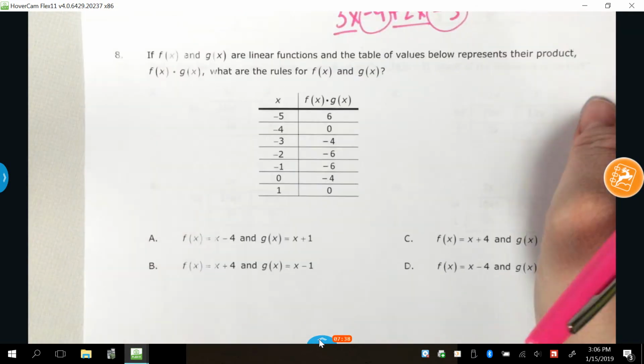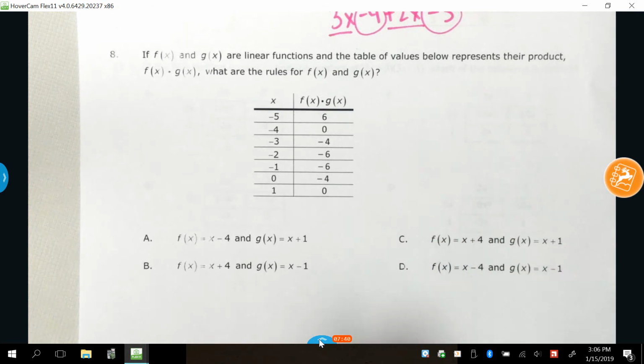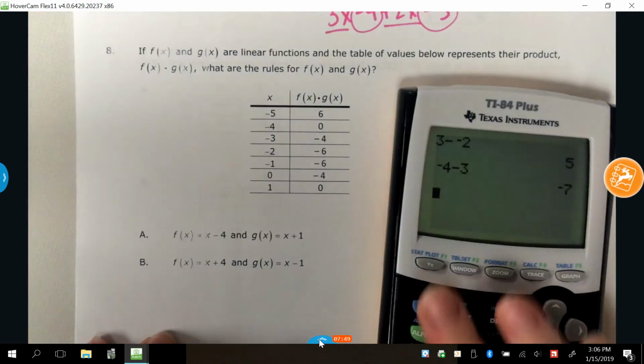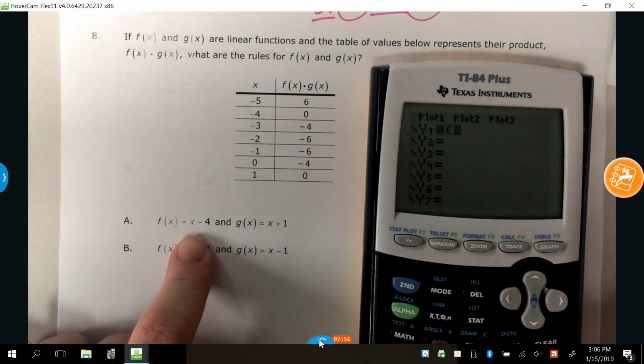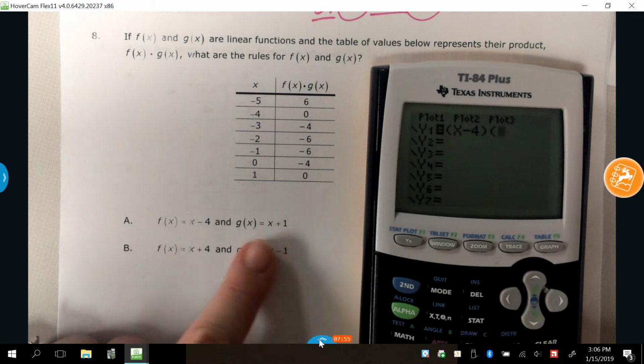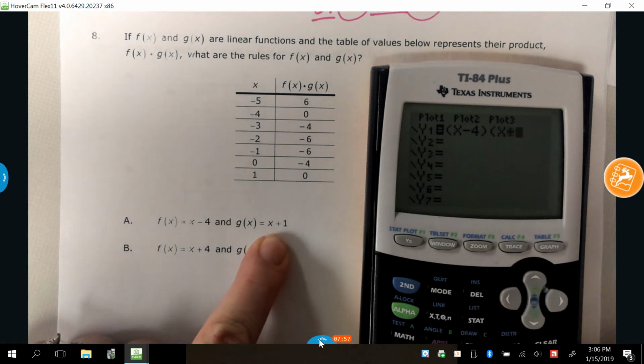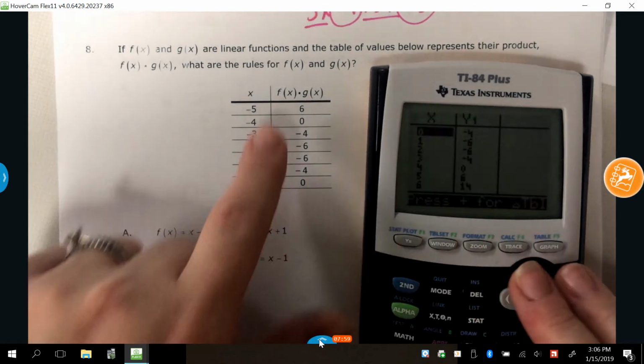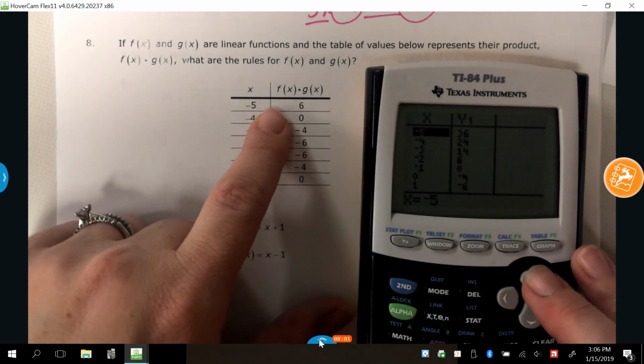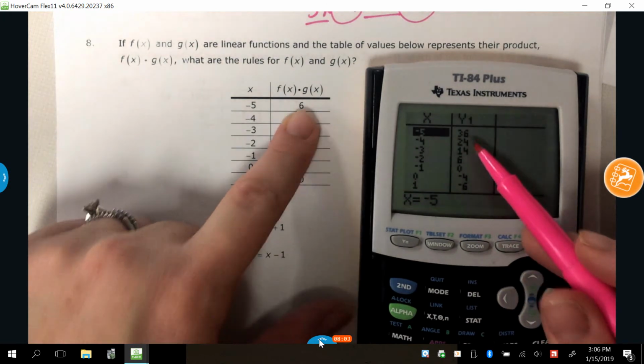Number 8 is a calculator problem. It says, if f of x and g of x are linear functions, and the table of values below represents their product, meaning multiply, what are the rules for f of x and g of x? Well, come on, we can type these in our y equals. So x minus 4 times x plus 1. Second graph, see if this matches my table. So does this have negative 5, 6? This has negative 5, 36, so A is not my answer.